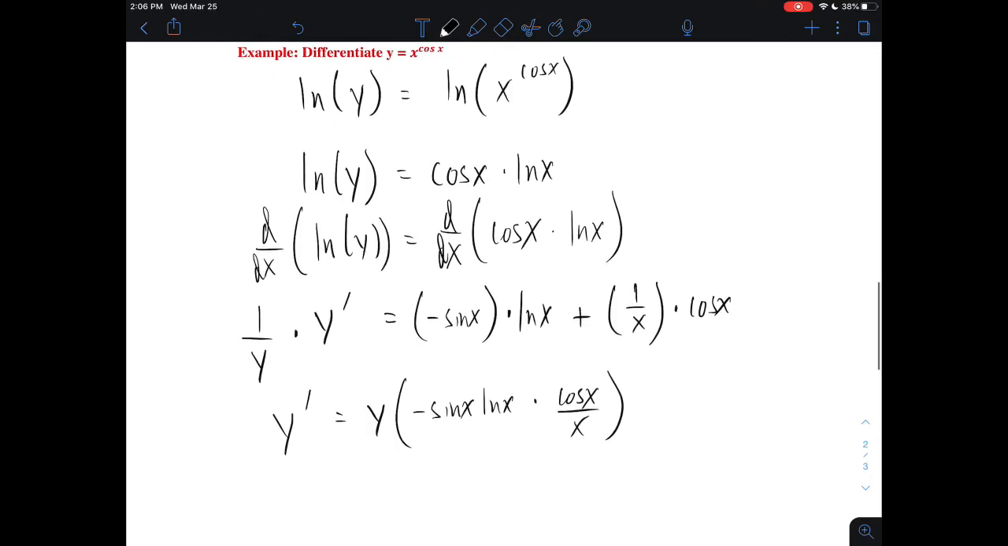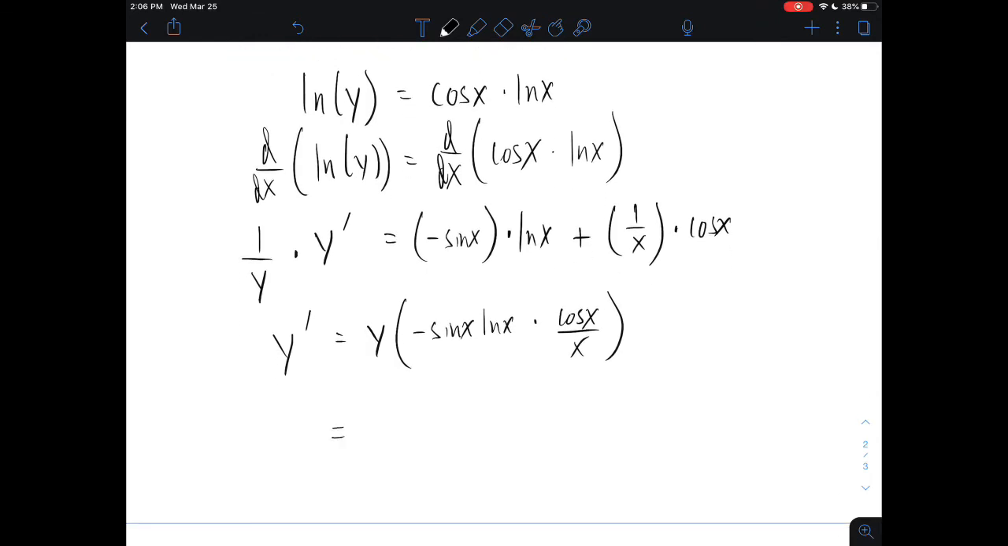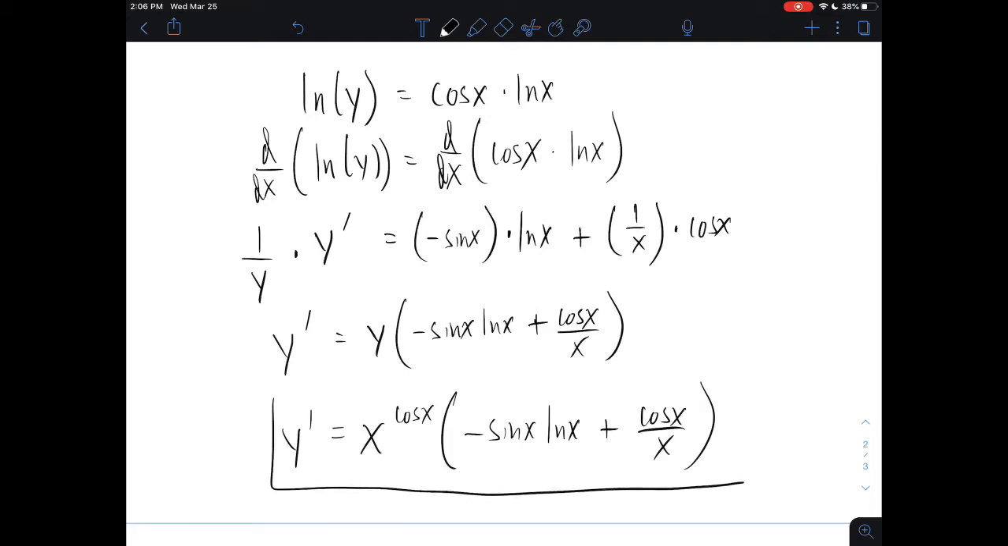So since y is equal to x to the cosine x, then now we have an expression for y prime. Oh, that was a plus up there. So that's y prime. And we could distribute x to the cosine x. Nothing would simplify. That would just have x to the cosine x times both of those expressions there. So we can also just leave it factored out like this.